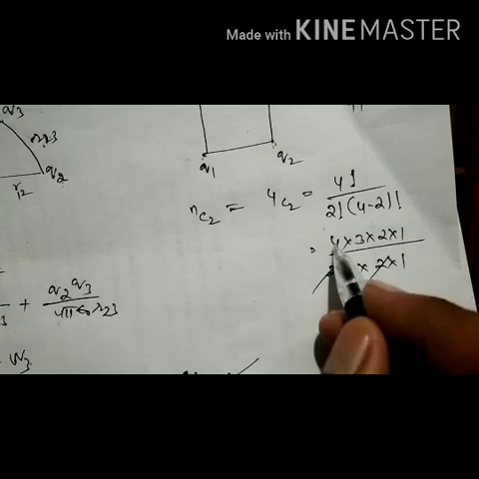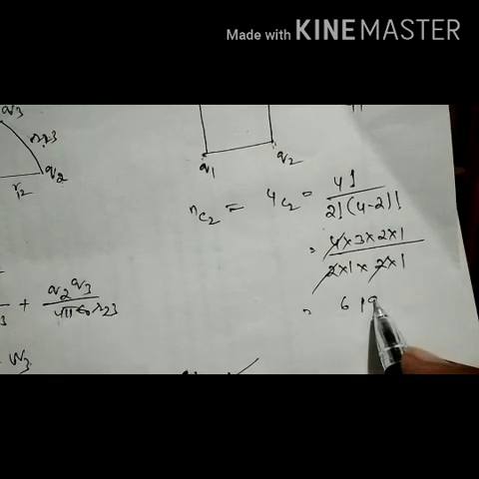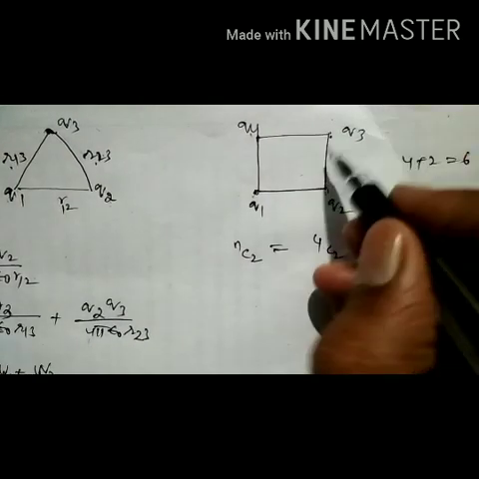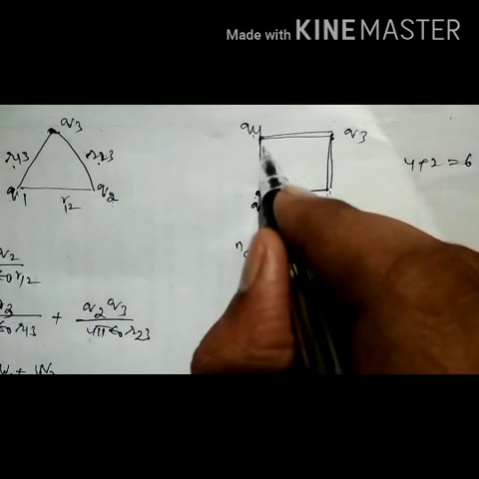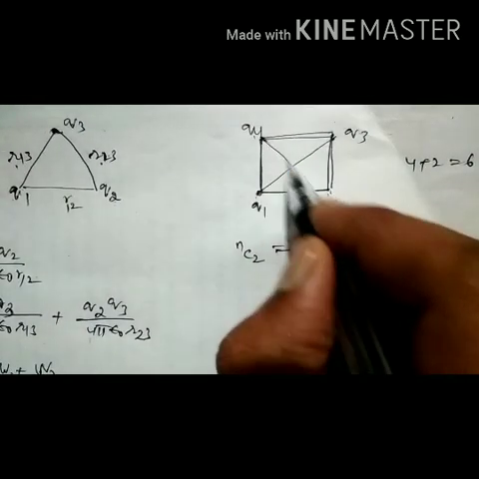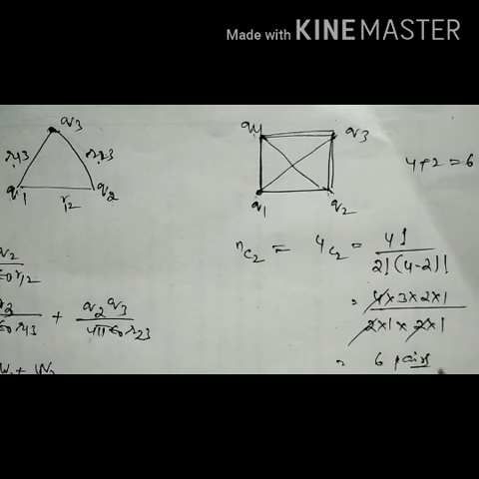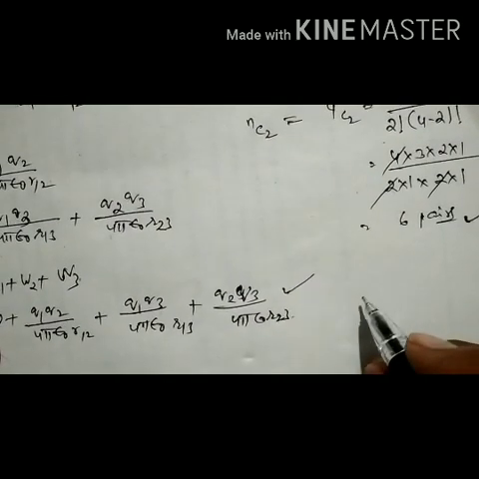So 2 and 4 get cancelled, and 3C2 gives 6 pairs. If you want to write the potential energy formula, you have to take 6 pairs. This is the first pair, this is the second pair, third pair, fourth pair, fifth pair, and sixth pair. If you know the distances, you can calculate it. This is a simple method for finding the electrostatic potential energy of the system.